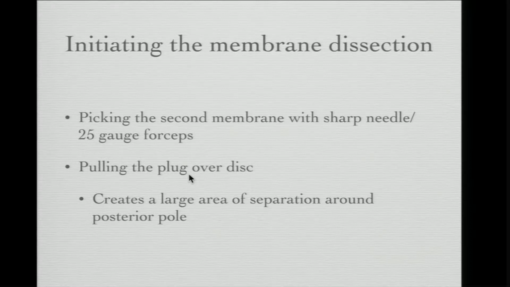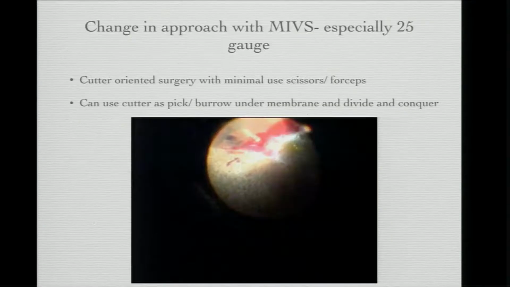It's always preferable to dissect from periphery to center, but there's no dogma. You can always start from center as well. But because the central vessels connecting the fibrovascular tissue to the retina are thicker, they can bleed a lot more. So you prefer to start from periphery and then come to the center. So this is the change in approach with MIVS, especially 25 gauge.